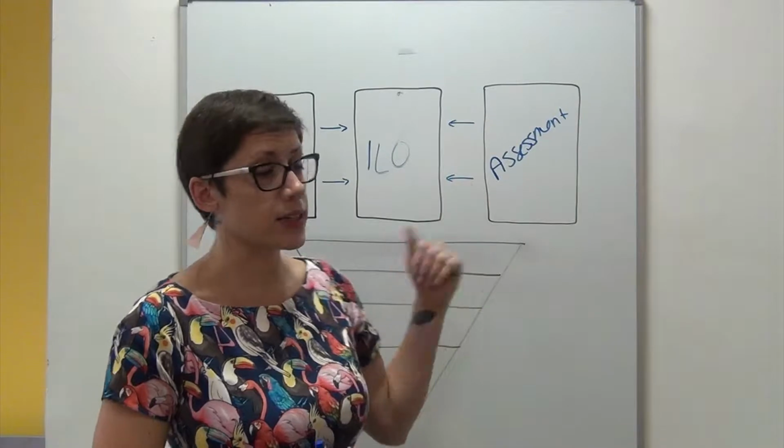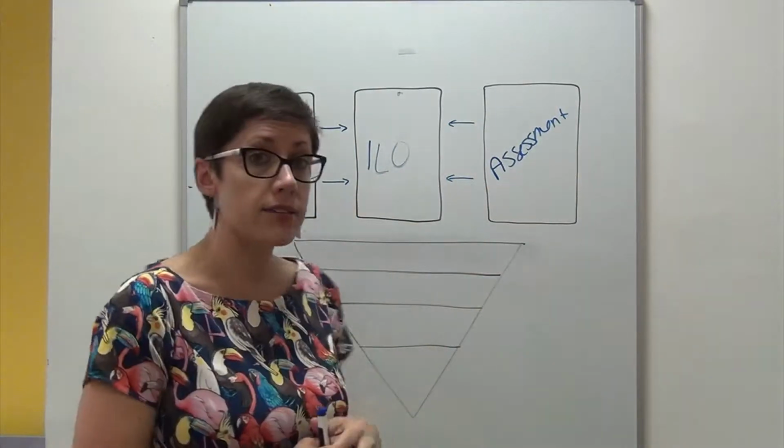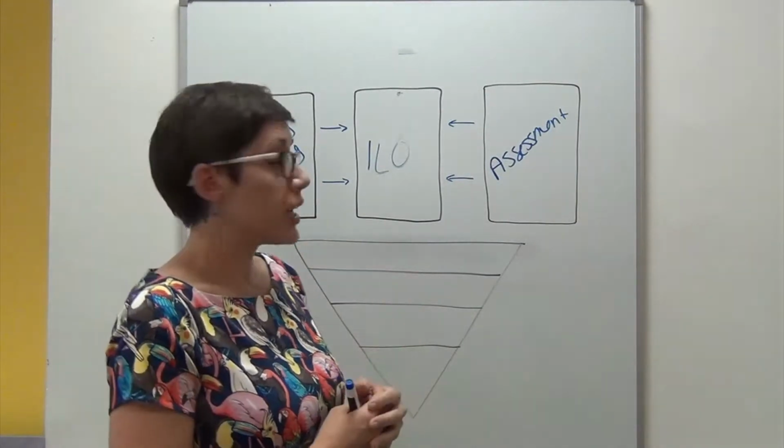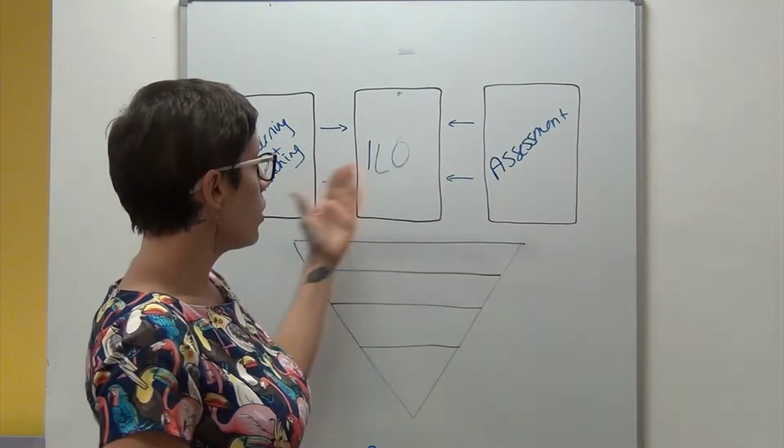But the idea is basically that you just want to make sure that whatever you select, it's something that is actually testing what those activities managed to do and whether those ILOs were actually achieved. You want to make sure all of these are aligned.